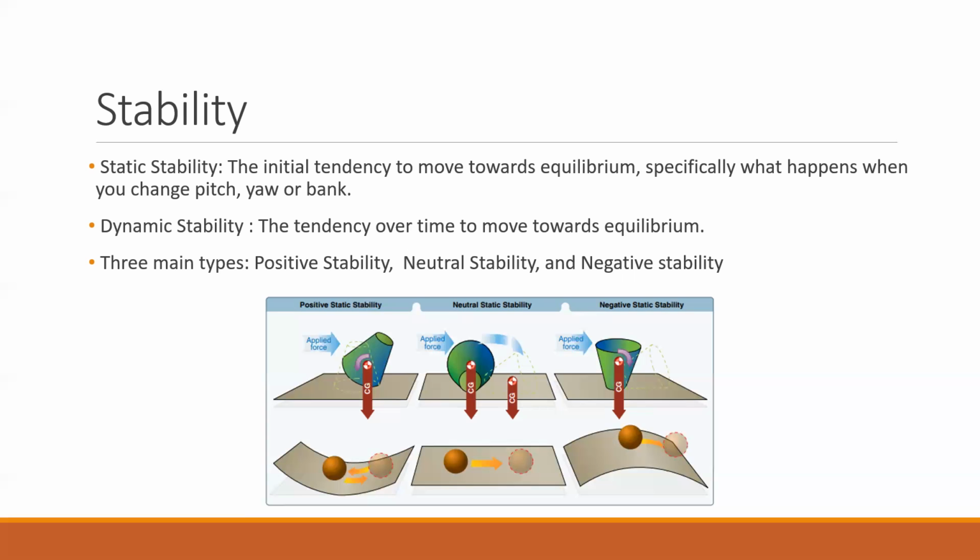And then the final type is negative stability. You see this picture down here, the curved plane. You push the ball, and instead of staying in this position after it's rolled a little ways, it continues to roll down the hill, gaining speed. So these are the three types of stability, and we're going to talk about each of the axes individually and what stability looks like for each of them.